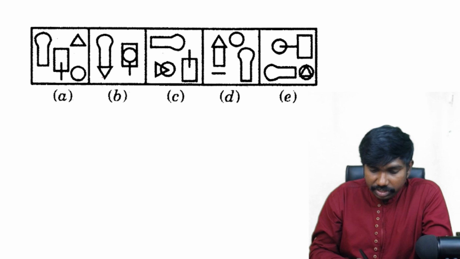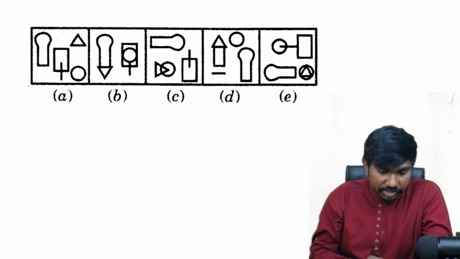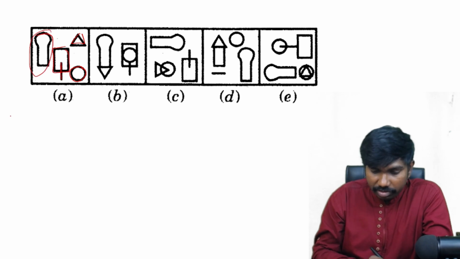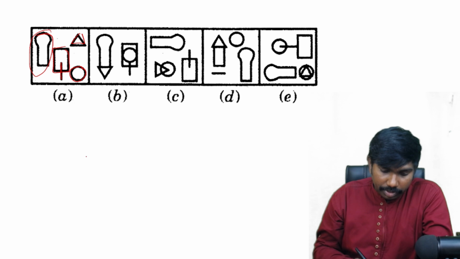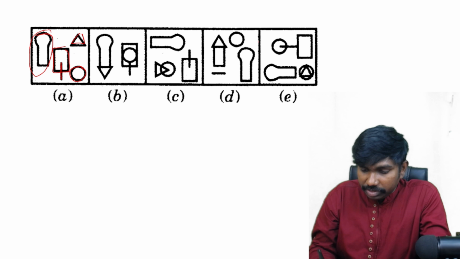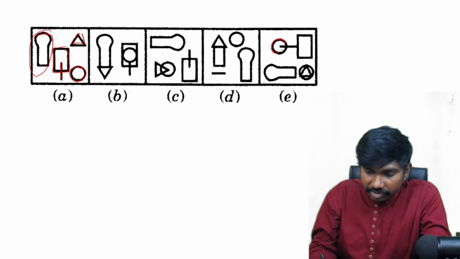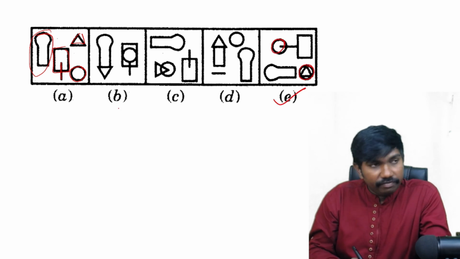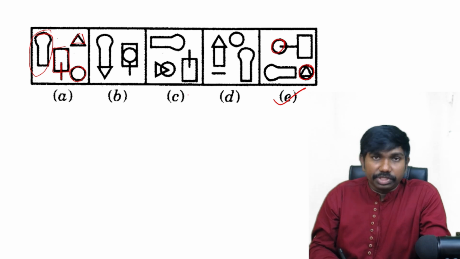If you see the different elements, there is a circle here, a triangle, a rectangle, and this shape along with a vertical or horizontal line. Here also it has the same elements, and here also, but in this one there is one circle extra. All except option E have only one circle, but it has two circles.